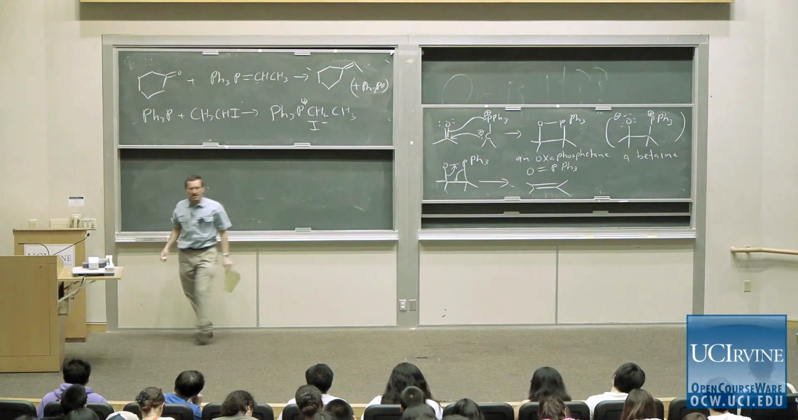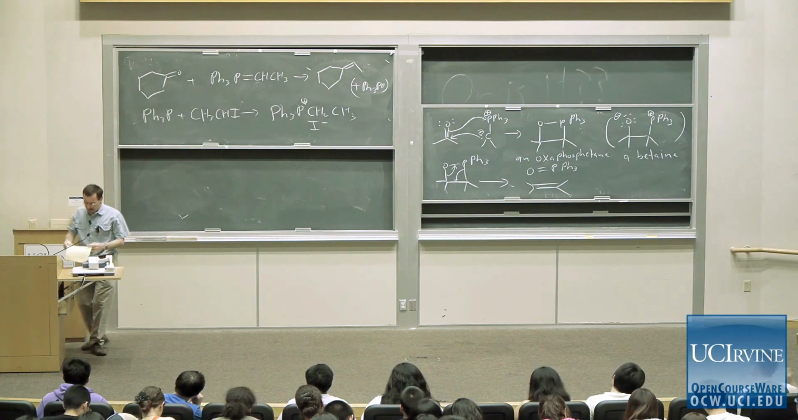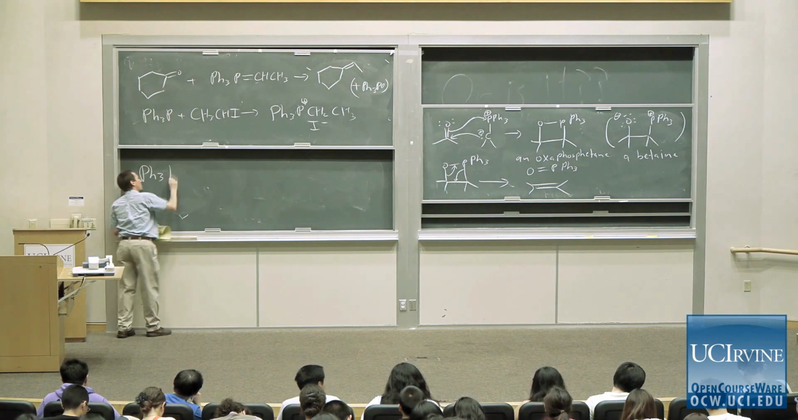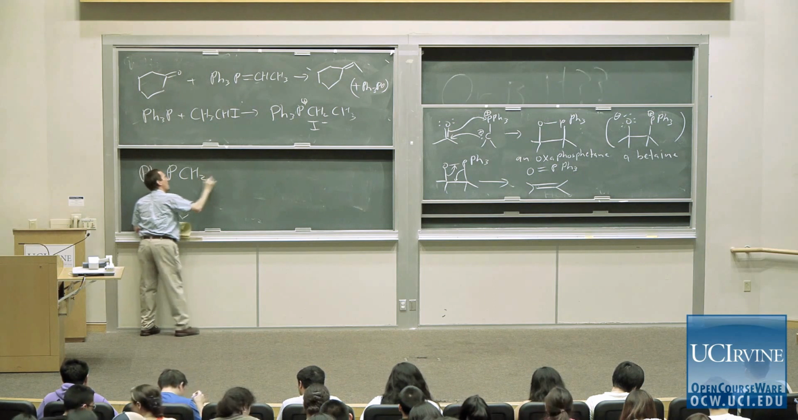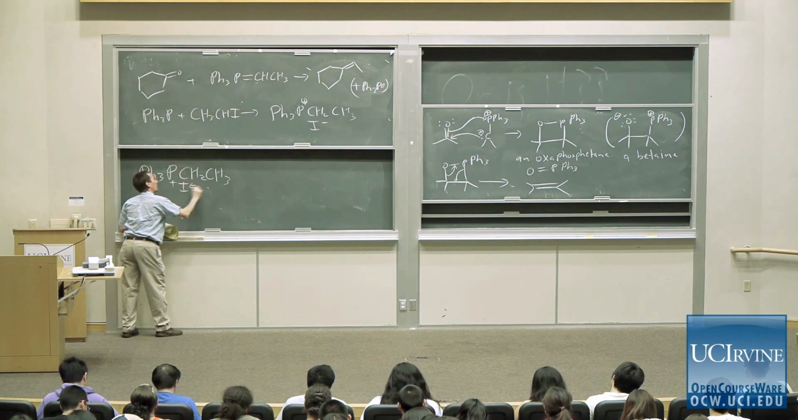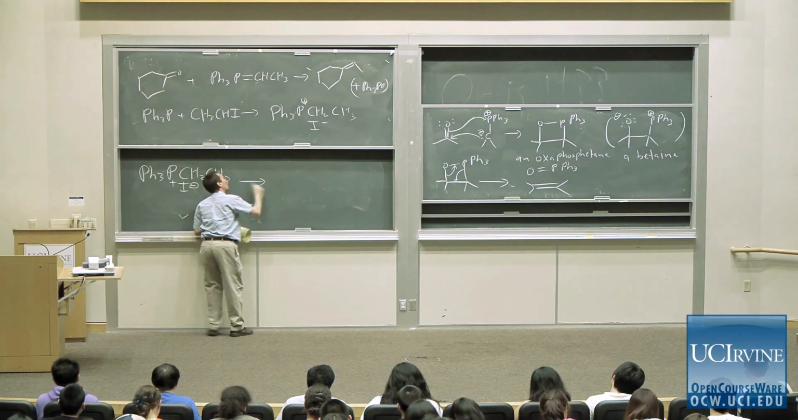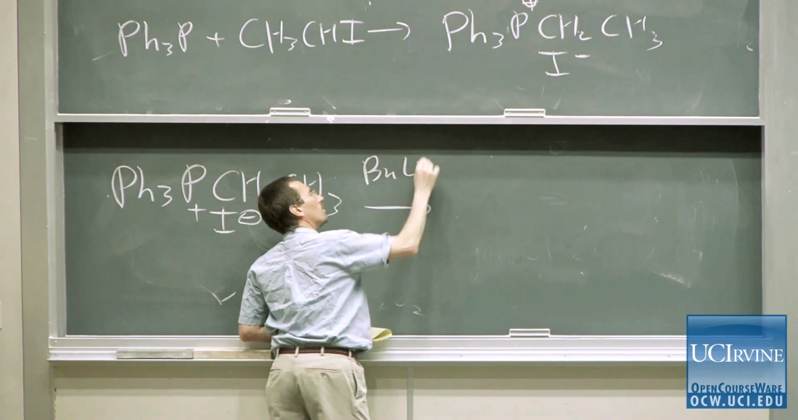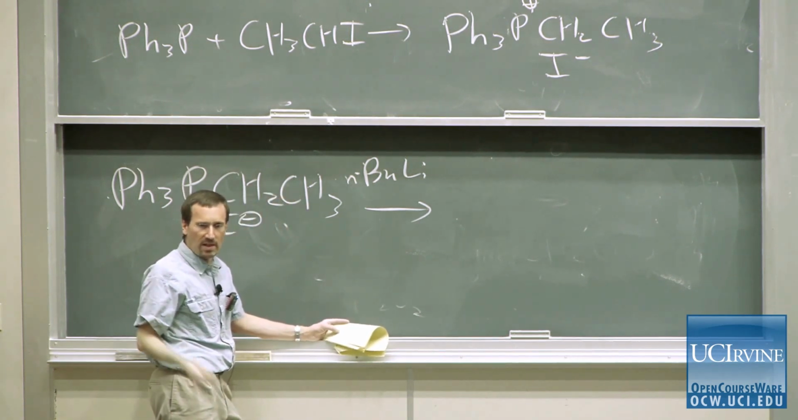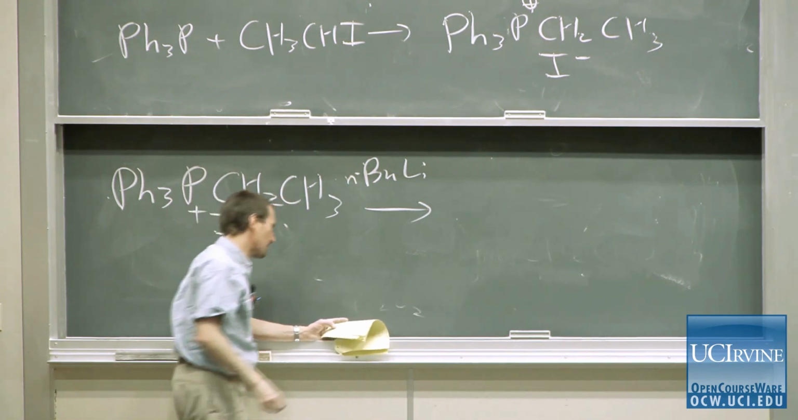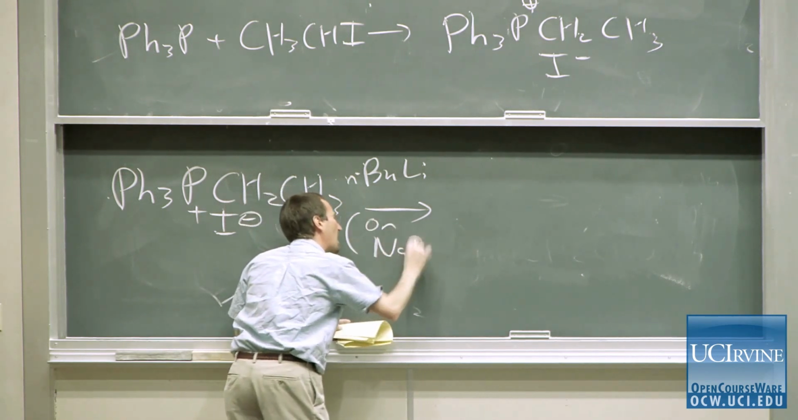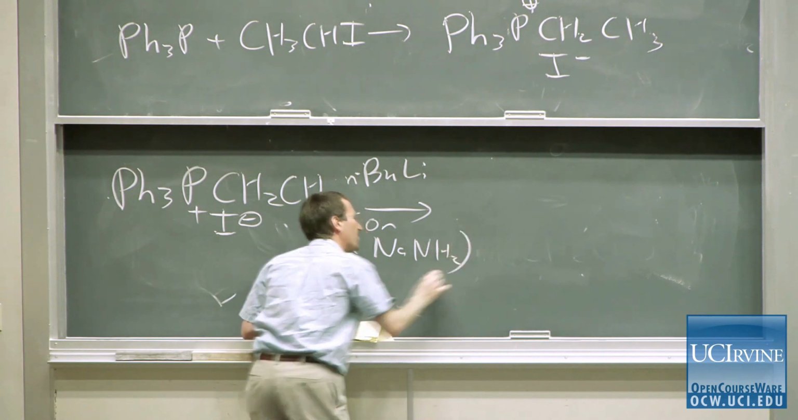And now, again, in the laboratory, you would then make your own ylide. You would treat your ethyl triphenylphosphonium iodide with a strong base, like butyl lithium. I'll write in butyl lithium to indicate it's the normal isomer, n-butyl lithium. Sometimes you just write butyl lithium. Or you could use sodium amide. Both of them are strong enough bases.